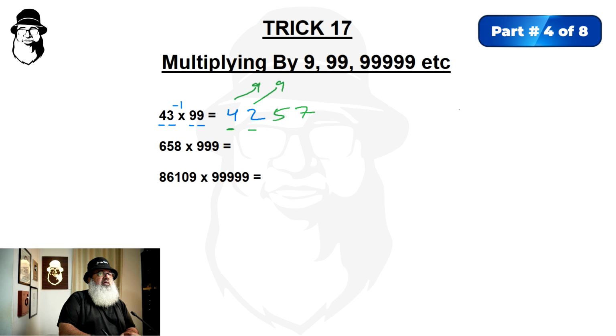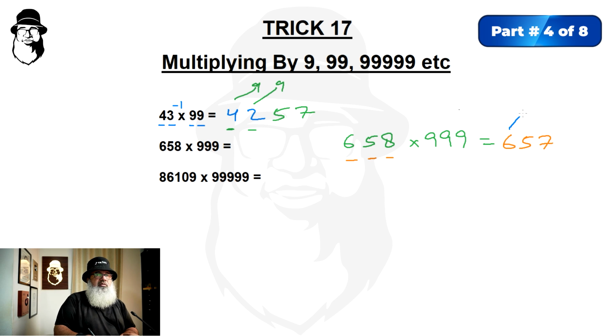Exactly the same thing we'll do here. 658 times 999, right? So we have 658, decrease 1, so it will become 657. And then the next step is 6 from 9 is 3, 5 from 9 is 4, and 7 from 9 is 2, and that's our answer, 657342. Let's do the last one.